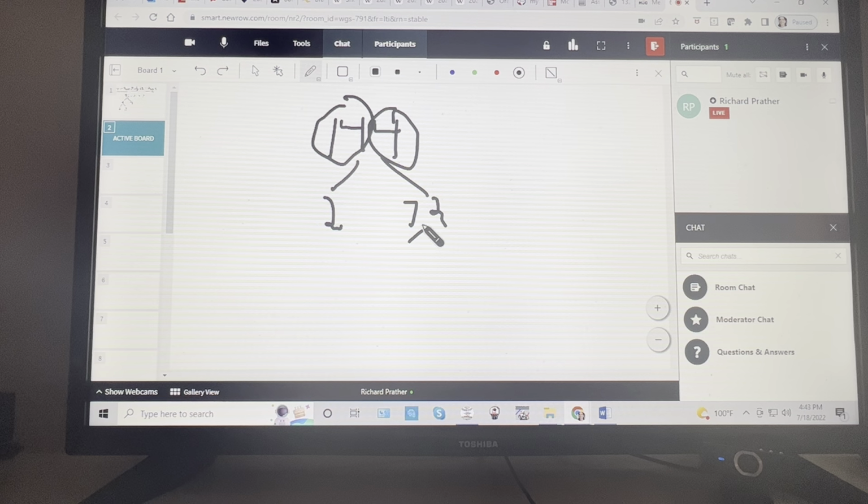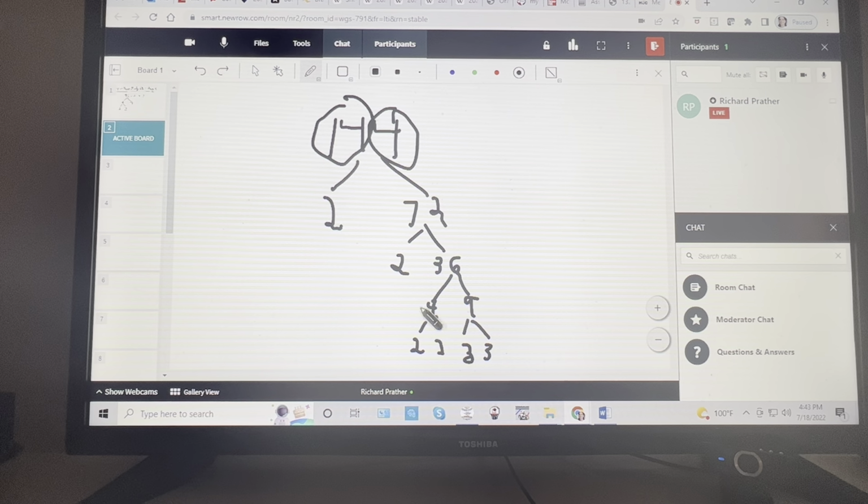And then 72 divides by 2 because that's an even number. That's 36. For 36, you could either do 2 and 18 or 3 and 12 or 4 and 9 or 6 and 6. It really doesn't matter which one you guess. So pick one of those four that you like. I'll just say 4 and 9. 4 is 2 times 2. 9 is 3 times 3.